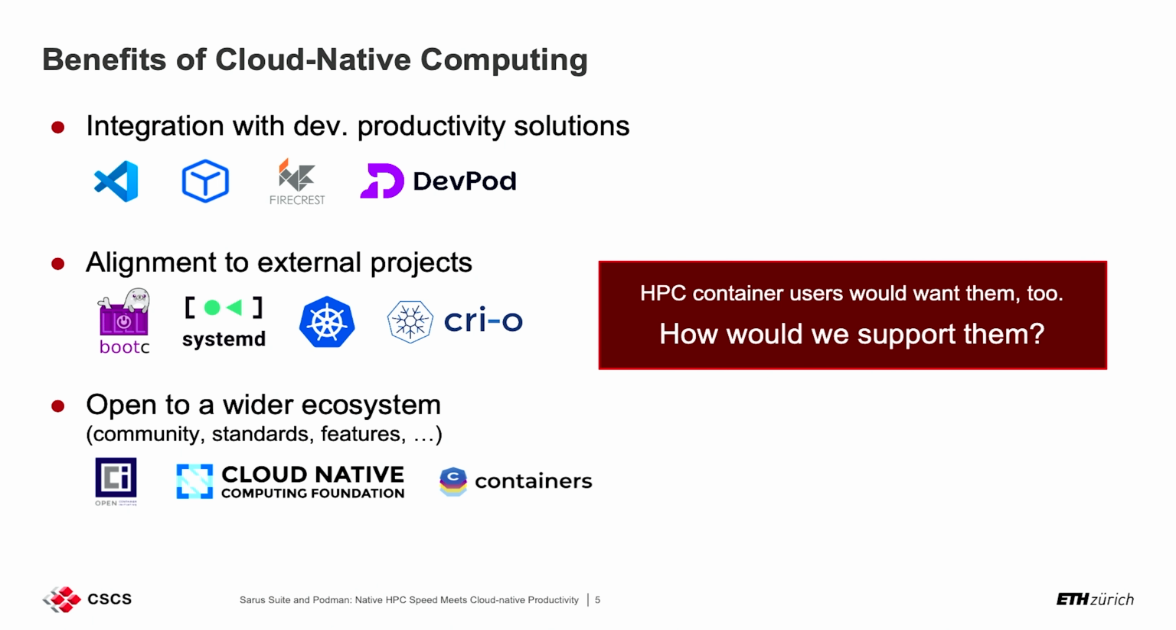So if we are supporting containers on the HPC system, it's very likely that many users will ask for some benefits of cloud-native computing. But we have no choice if we are using our own HPC engine. So in this situation, what is the best solution to get through all of that?